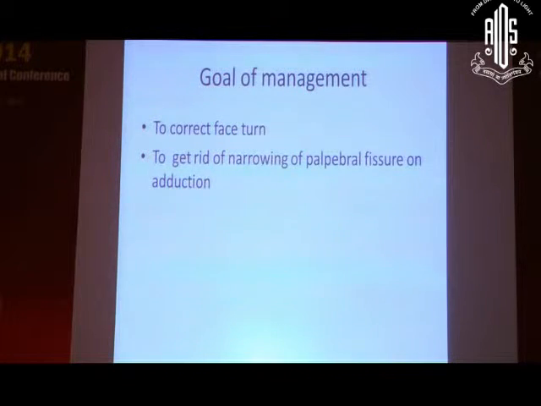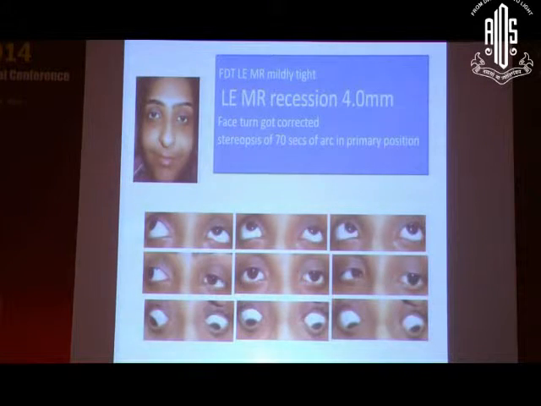So the goal of management in the case shown was to correct the phase turn and to get rid of the narrowing of palpebral fissure on adduction. So we did a FDT of left eye and right eye MR. So we did a left eye MR recession of 4 mm. Her phase turn got corrected and she achieved stereopsis of 70 seconds of arc in primary position.